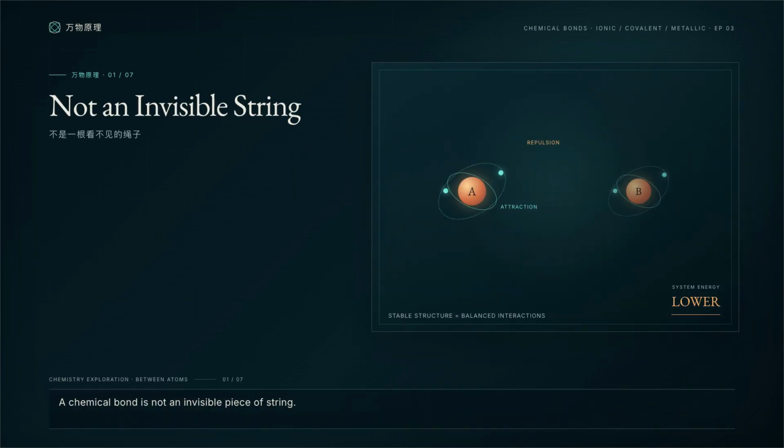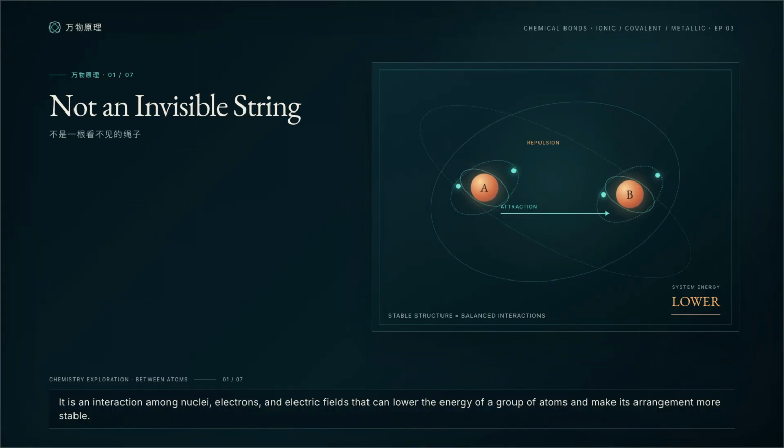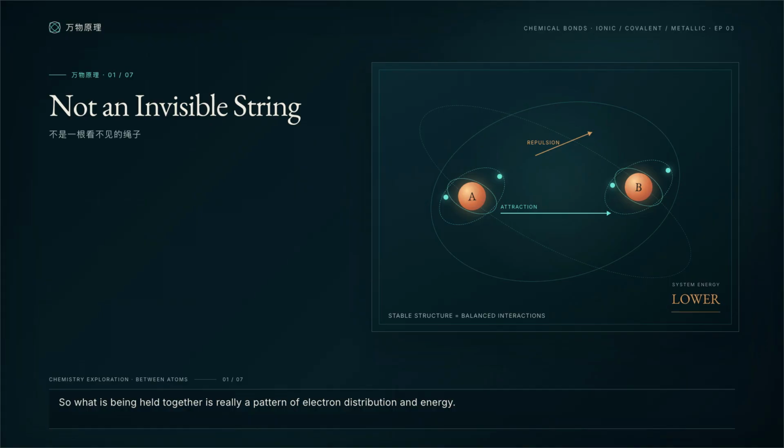A chemical bond is not an invisible piece of string. It is an interaction among nuclei, electrons, and electric fields that can lower the energy of a group of atoms and make its arrangement more stable. So what is being held together is really a pattern of electron distribution and energy. Today, we will unpack 3 of the most familiar ways atoms connect.